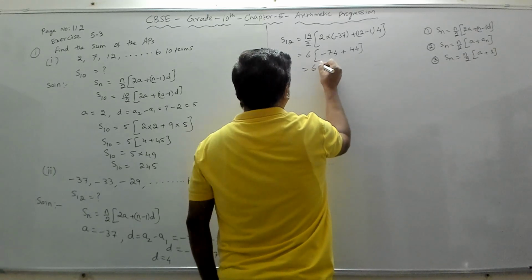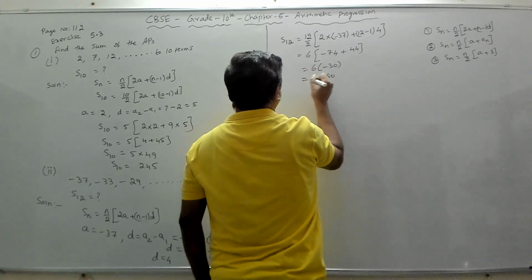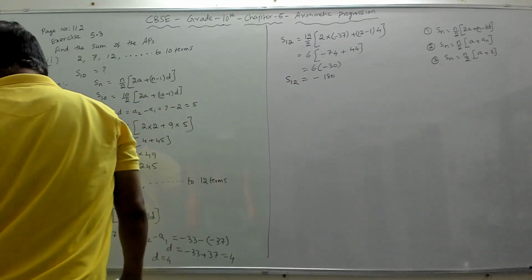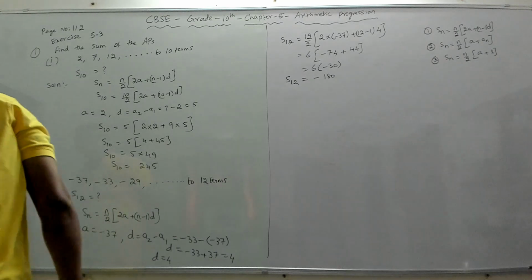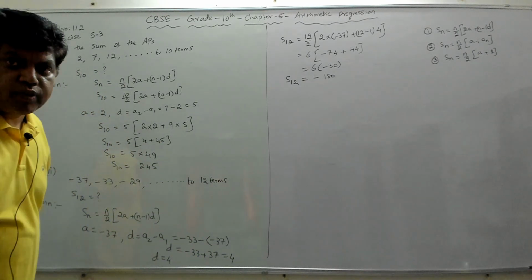So you get 6 times minus 30, which gives you minus 180. So that is your S12. The sum of first 12 terms is minus 180, right? That is the answer for the second part of your first problem.